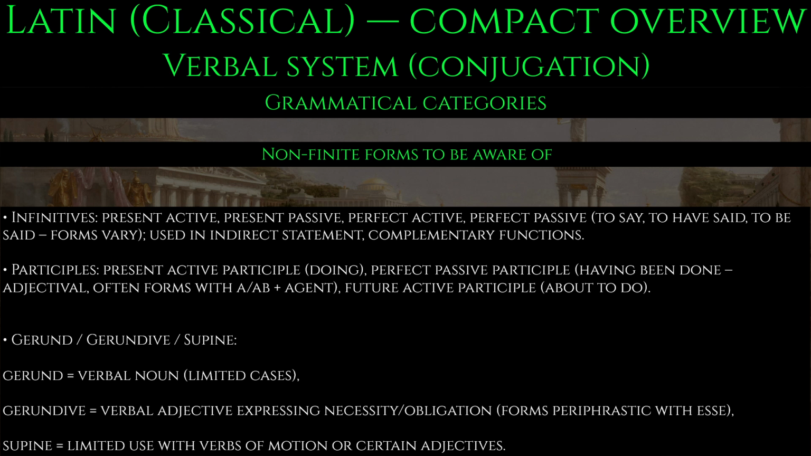And lastly, gerund or gerundive or supine. The gerund is a verbal noun but has very limited cases. The gerundive is a verbal adjective expressing necessity or obligation, and it forms a periphrastic with esse. And we have supine, again limited use with verbs of motion or certain adjectives.